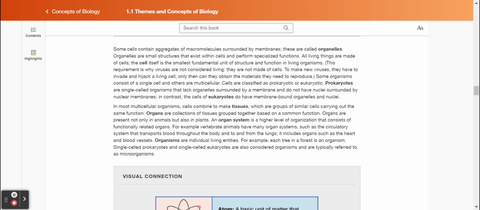Some organisms consist of a single cell, and others are multicellular. Cells are classified as prokaryotic or eukaryotic. Prokaryotes are single-celled organisms that lack organelles surrounded by a membrane and do not have nuclei surrounded by nuclear membranes. In contrast, the cells of eukaryotes do have membrane-bound organelles and nuclei.